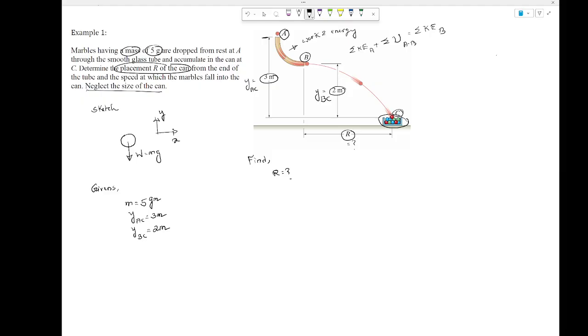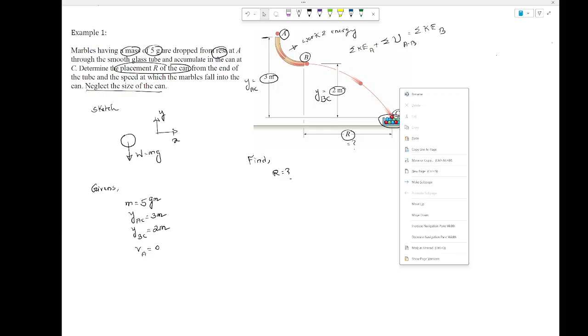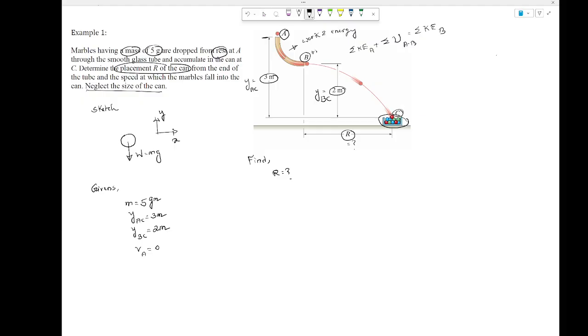What can you find from there? First of all, they gave you a clue here: at location A, the marble is at rest. What does it mean? It means the velocity at location A is 0. Obviously, when the marble is flowing through the curved tube at position B, it does have a velocity, so there is a velocity v B. And there is a velocity as well when it drops into the basket or can C.